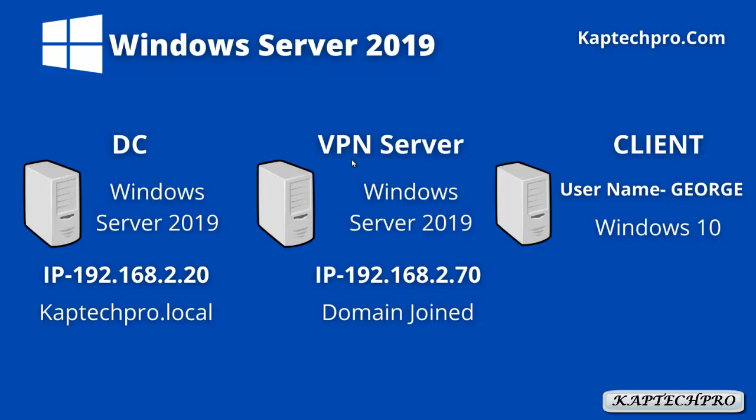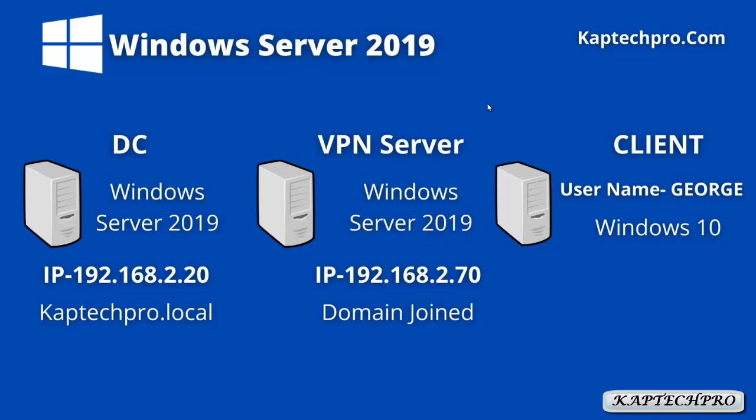We are using second machine as a VPN server. We have given the static IP 192.168.2.70. This machine has a domain membership, and third machine we will use for testing our VPN server. This machine is basically of George and Windows 10 is installed on this machine. We will use this machine later on to test our VPN.